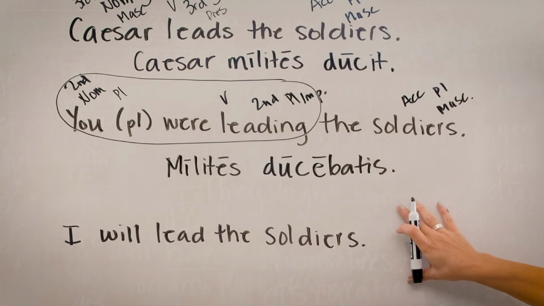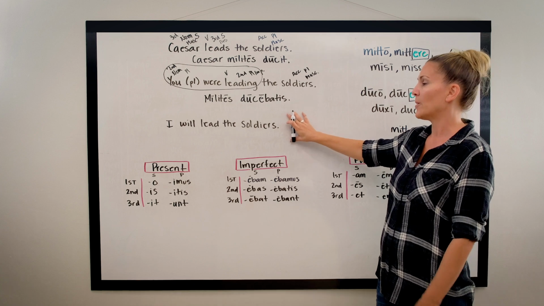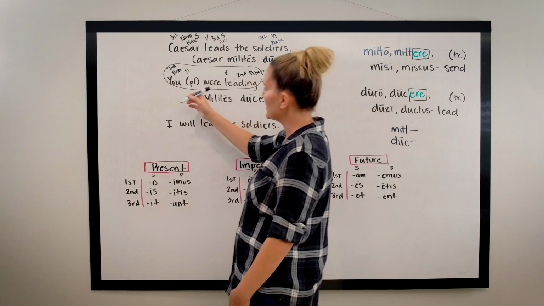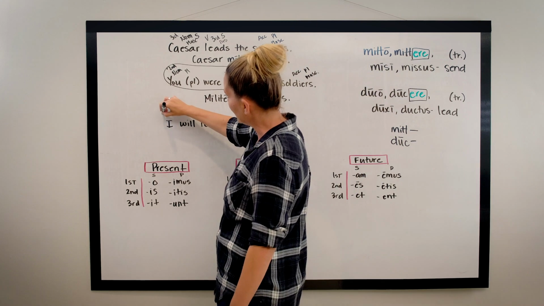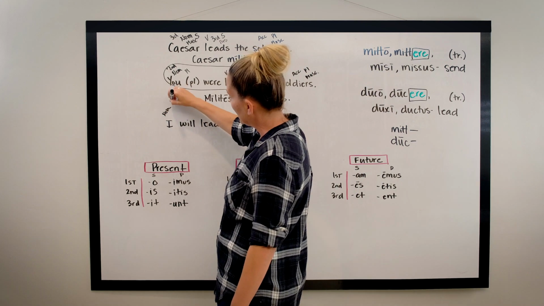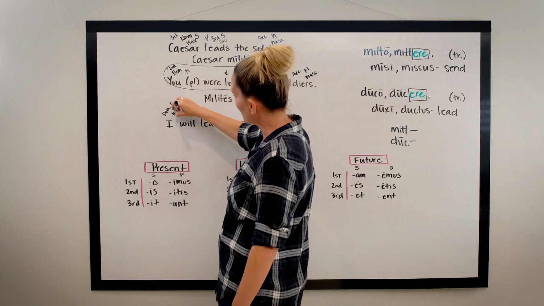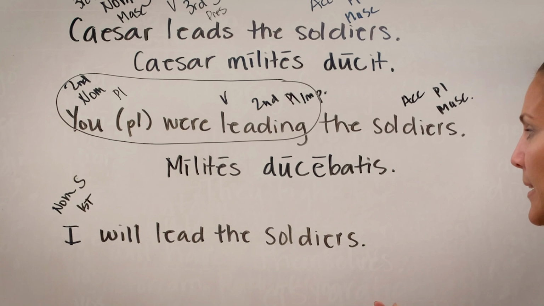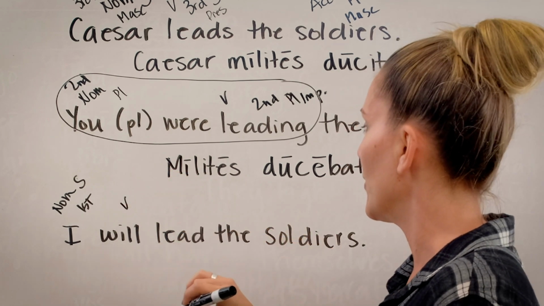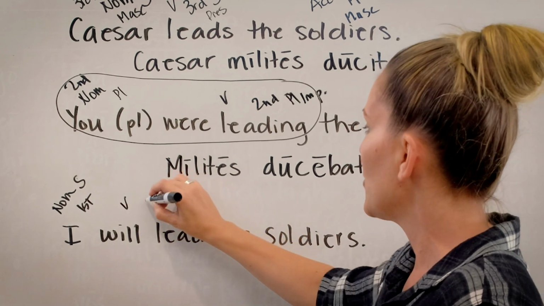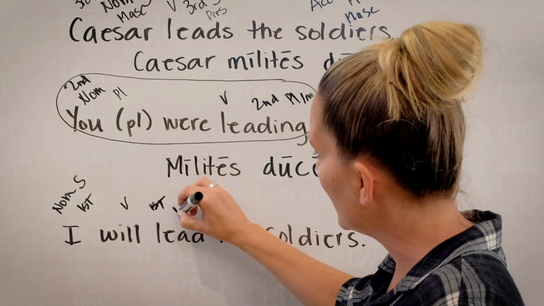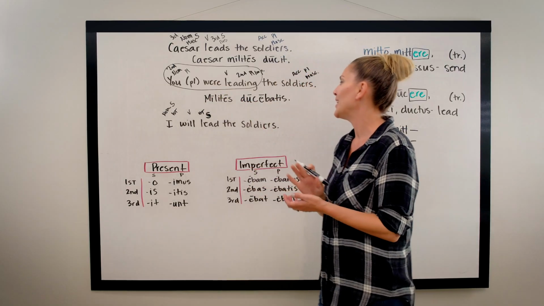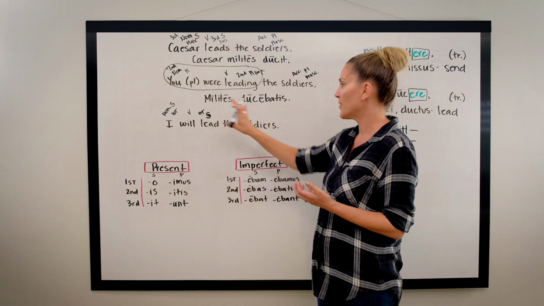Our last sentence here, let's look at this one. So again, I'm going to start out by finding my subject. What's the sentence about? It's about I, so that is my nominative. It is singular. It is first person. What am I doing or being? I'm leading, so here's my verb form. I've already determined that I need first person singular form for this verb.